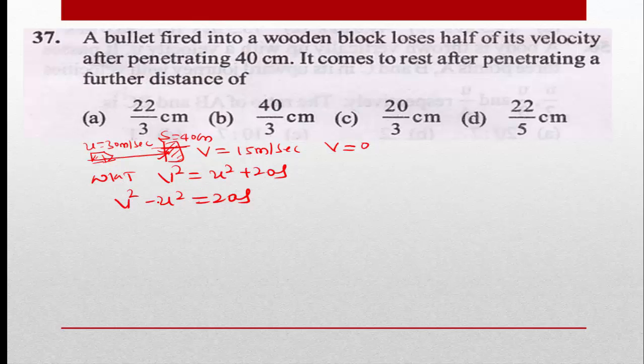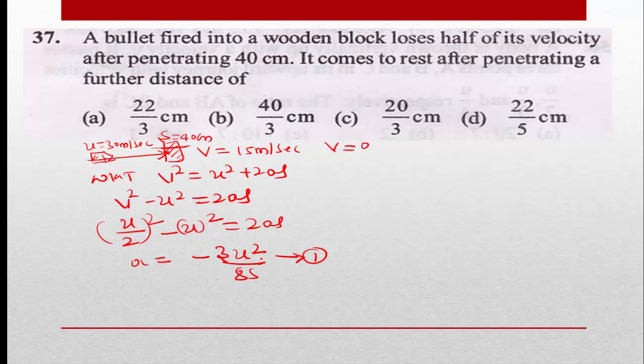We know this formula. Here v square is u divided by 2 whole square, because the bullet is fired into a wooden block and loses half of its velocity after penetrating 40 centimeter, half of its initial velocity, that is u divided by 2 whole square minus u square is equal to 2as, and here a is equal to minus 3 u square divided by 8s. When we solve, we get this equation: a is equal to minus 3 u square divided by 8s. That is equation number 1.